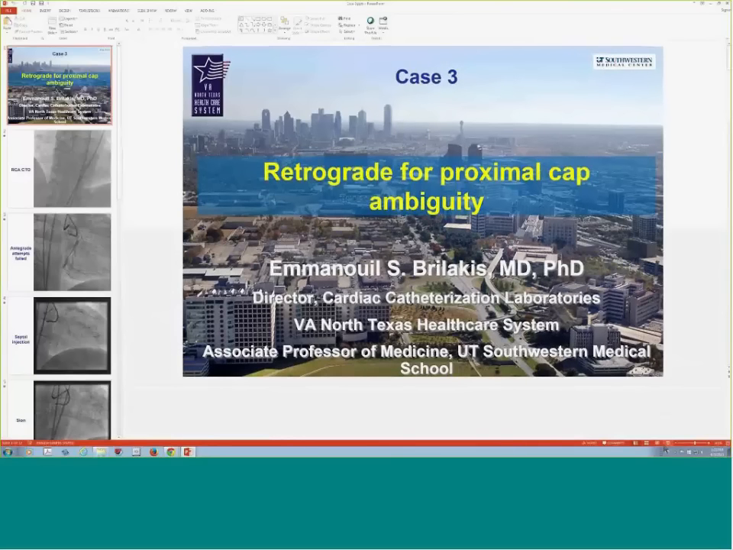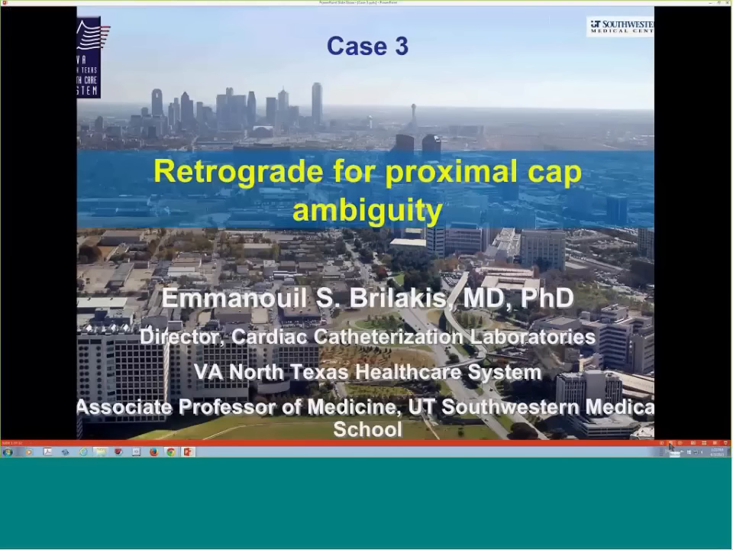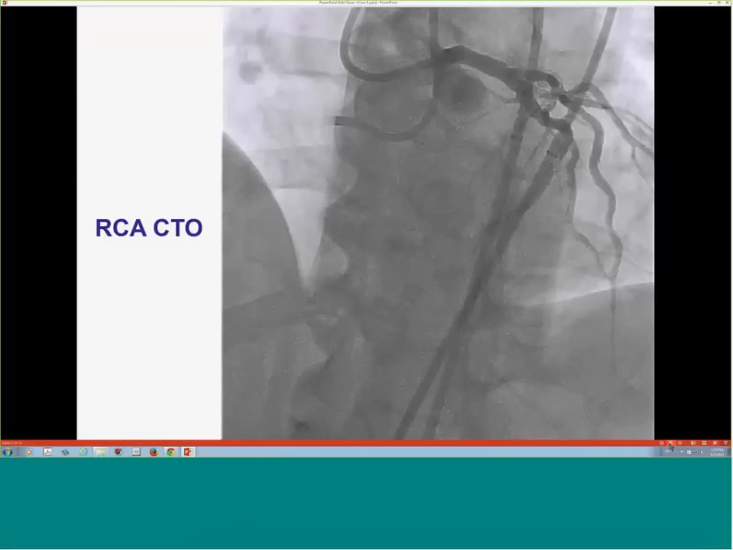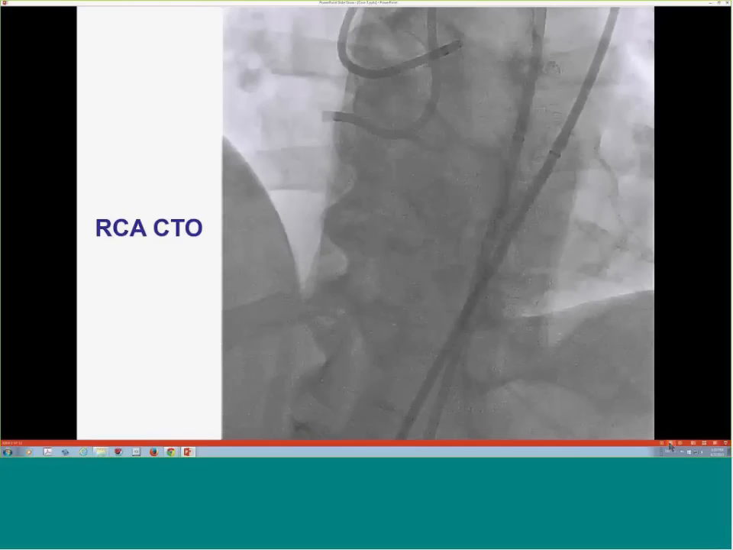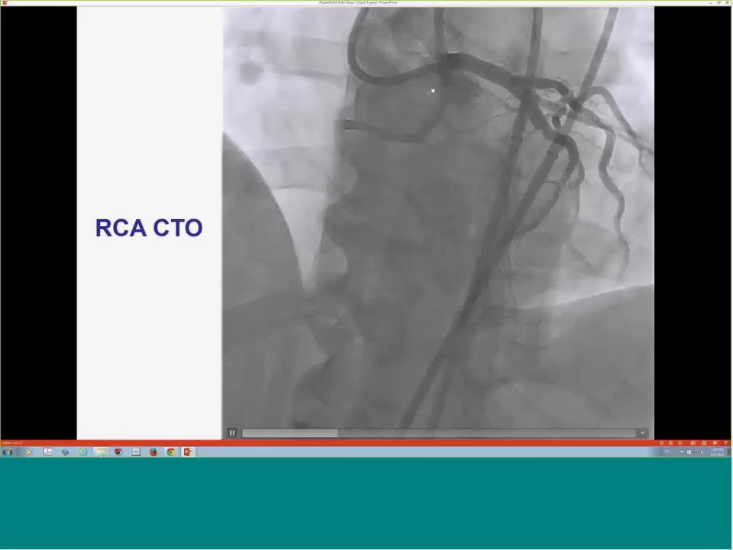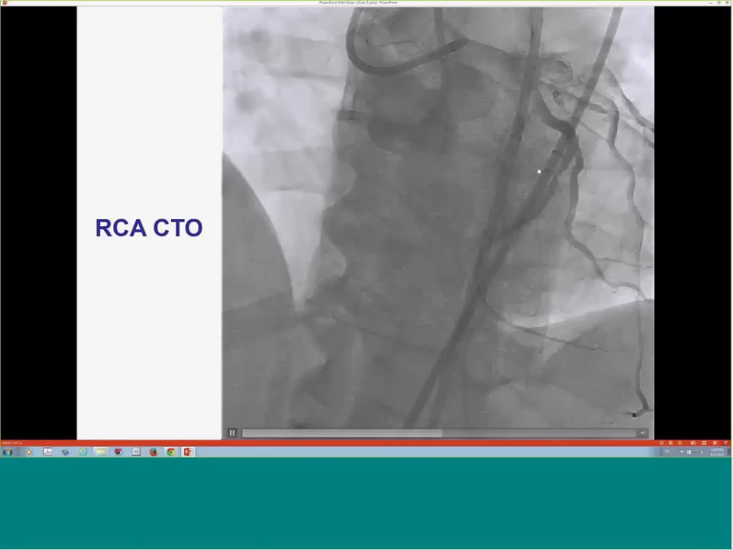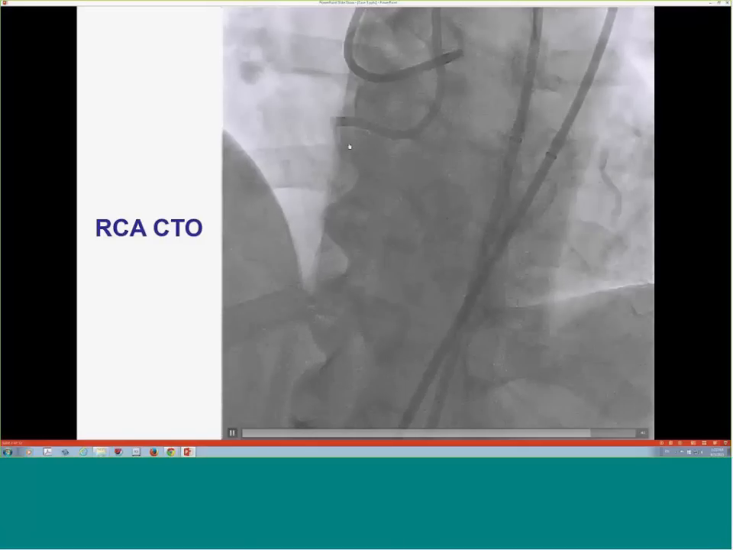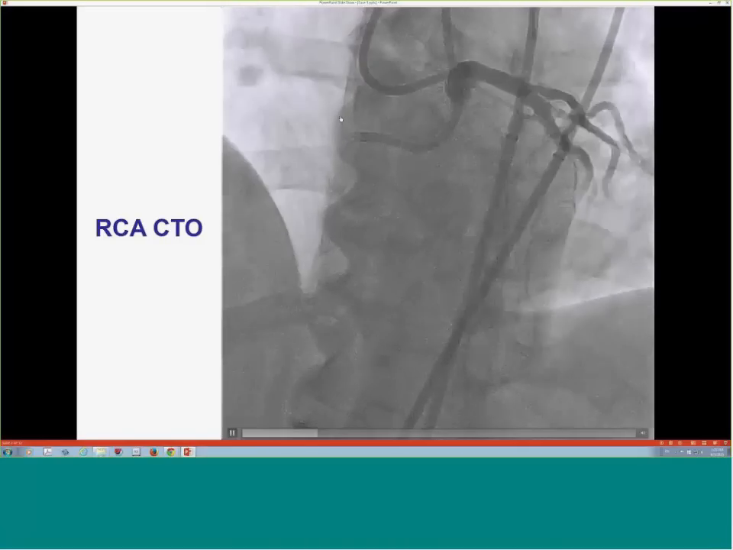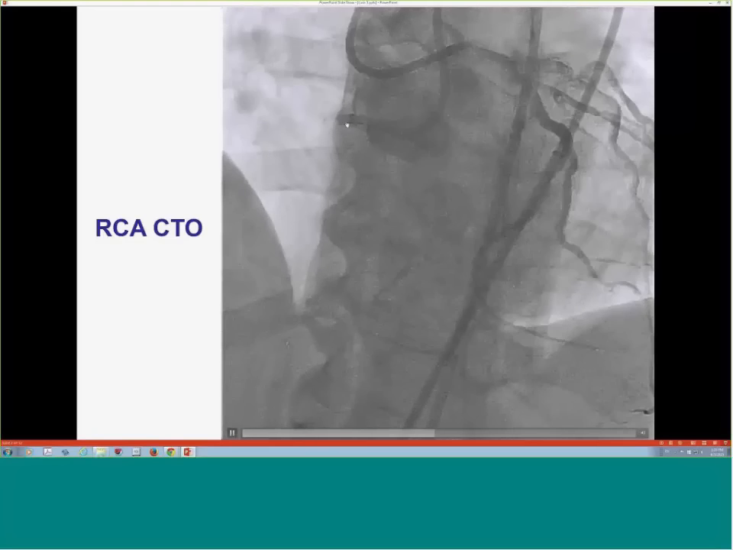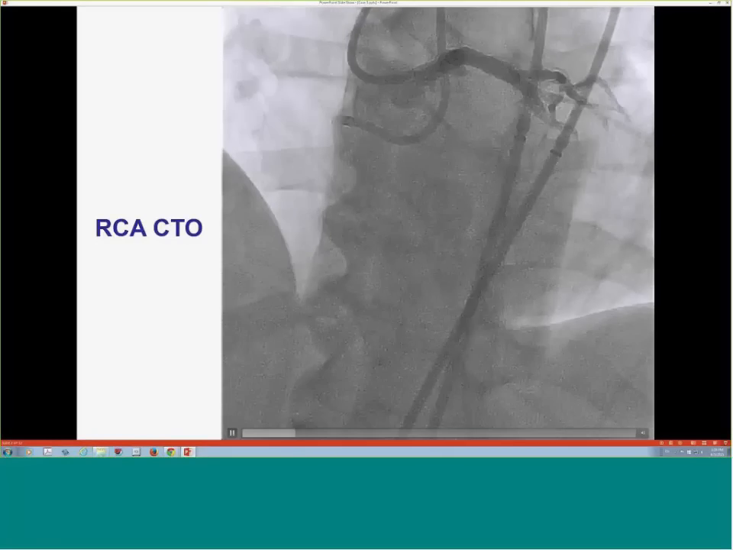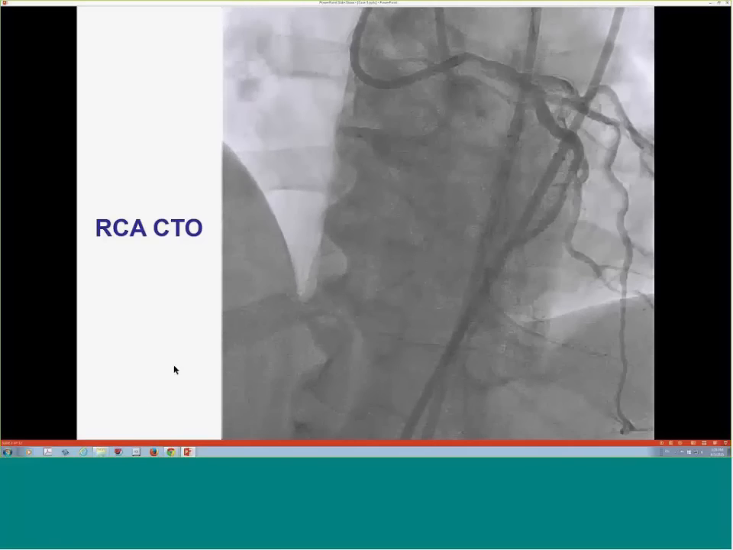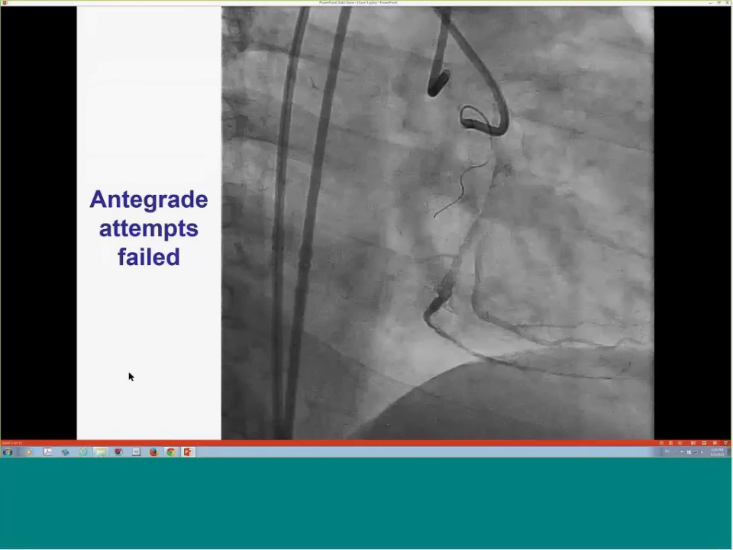Okay. So unless there are any thoughts, we'll just go over another case. And this is from a couple of weeks ago. So this is a right coronary artery CTO. You see collaterals are coming from the left. And this is very similar to the first case in a way that, as you can tell, we have kind of an ambiguous cap. The vessel is a tiny little twig that goes forward, but we don't really see much on the antegrade arm.